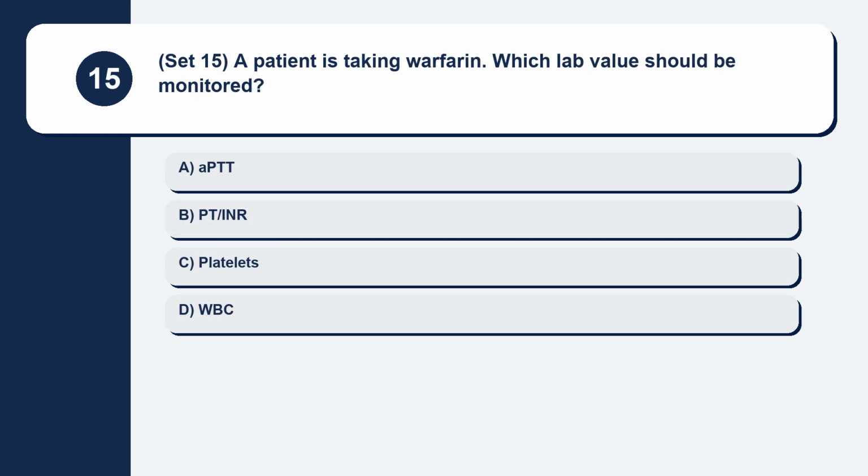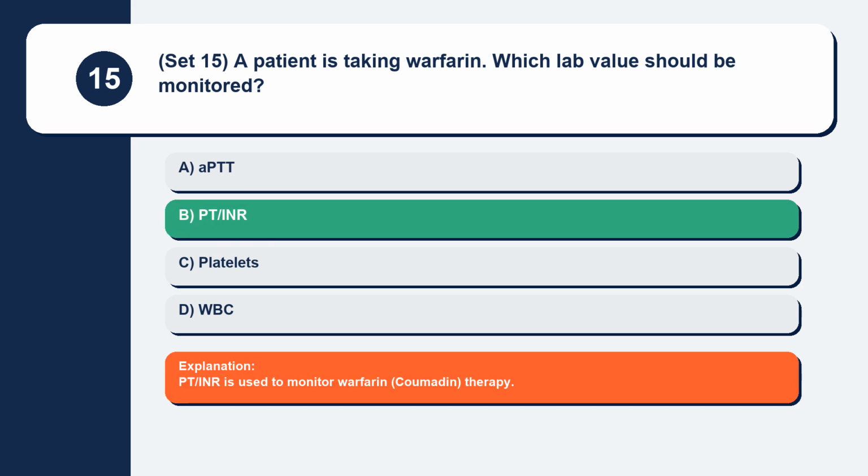Question 15. Set 15. A patient is taking warfarin. Which lab value should be monitored? aPTT, PT/INR, platelets, WBC. PT/INR is used to monitor warfarin, Coumadin, therapy.